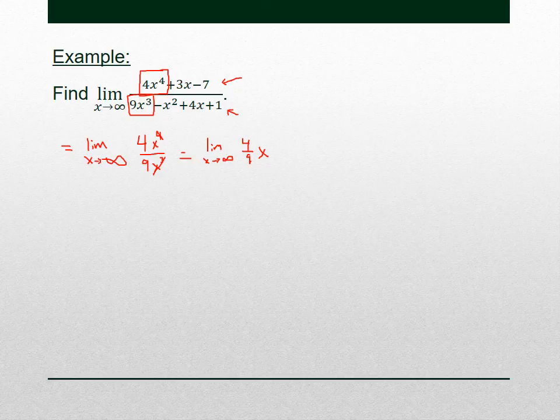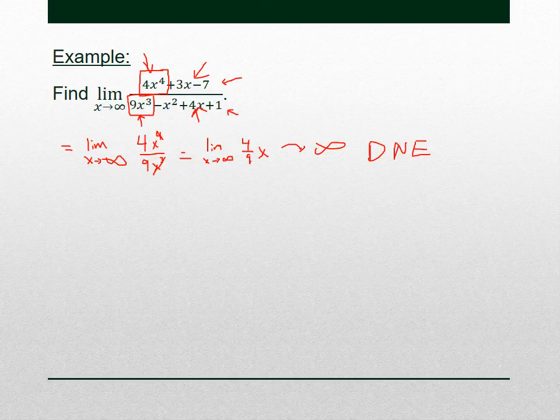And I know I can pull that 4/9 out, and this is x to the 1. So I think what happens is I plug in larger and larger numbers, and that's going to blow up to positive infinity, so this limit does not exist. So our dominant term rule says that we can drop off all this extra crud and only look at the two terms, one in the top, one in the bottom, that have the highest degree in the top divided by highest degree in the bottom, and just see where that goes.